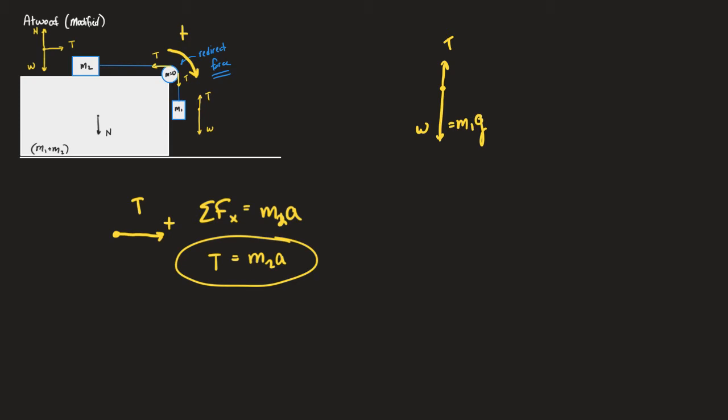But because I'm trying to be intentional, I'm saying that if the block on the table moves to the right, the block that's hanging has to go downwards. Since there's no alternative to that, I'm going to make to the right positive for the table and downwards positive for the block that's hanging so that they agree. So over here I will get M1G minus tension equals M1A.